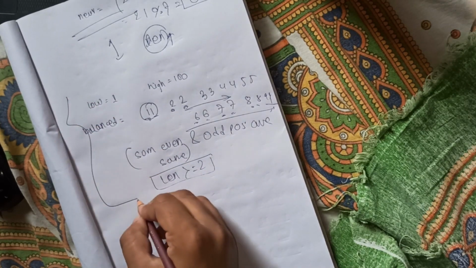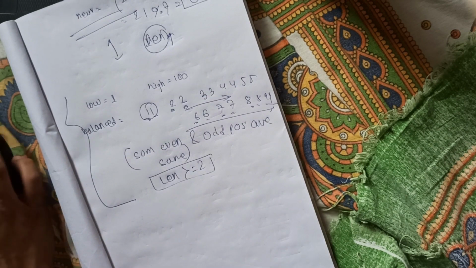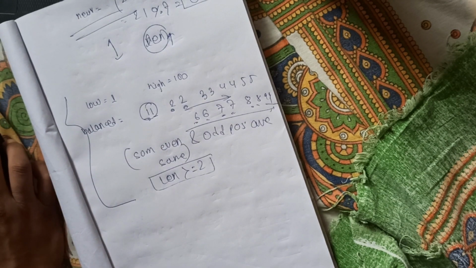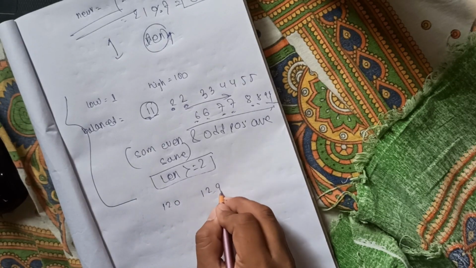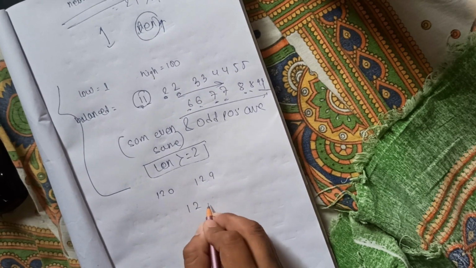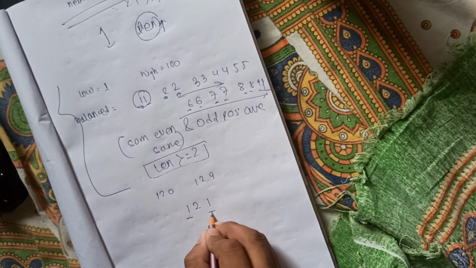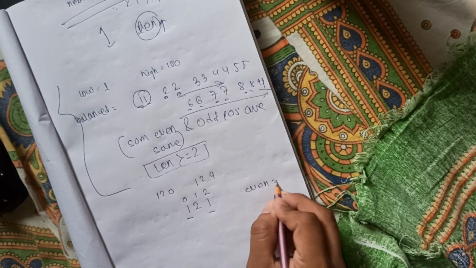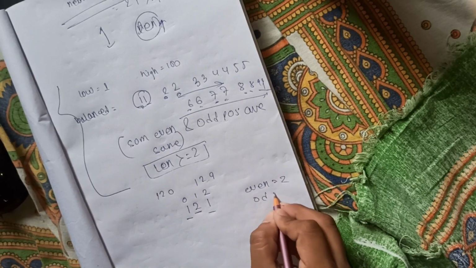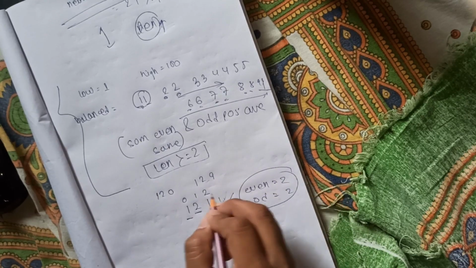So I hope the example, the test case, is clear. If you look at one more test case, 120 and 129, the only possible value is 121, because the sum at the even positions 0, 1, 2 is 2, and the sum at the odd position is 2. So that is why it is balanced, right?